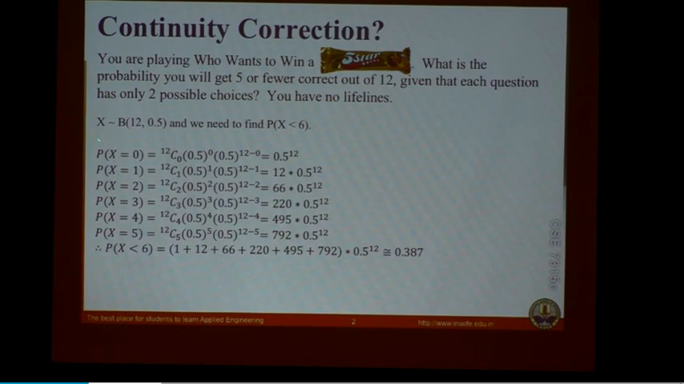So let's do that. And the notation, just get used to that. Random variable x, and the random variable here is the number of correct answers, distributed as binomial(12, 0.5), binomial(n, p), and we need to find x less than or equal to 5, or x less than 6. And we do that: 38.7%. Now, can we approximate it to a normal distribution?